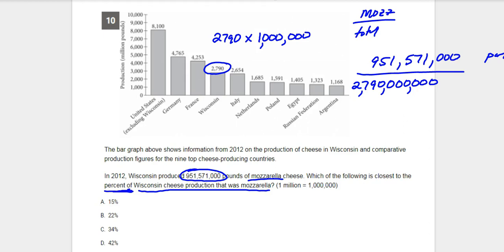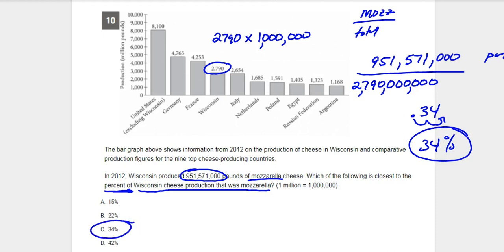So I need to divide those out, and I'm going to punch that into my calculator. Let's see here, 951,571 divided by 2790 with 6 zeros. And it's looking like roughly 0.34. So move that 2 places to get our percentage. We're looking at about 34%. So the correct answer for that one is going to be C.